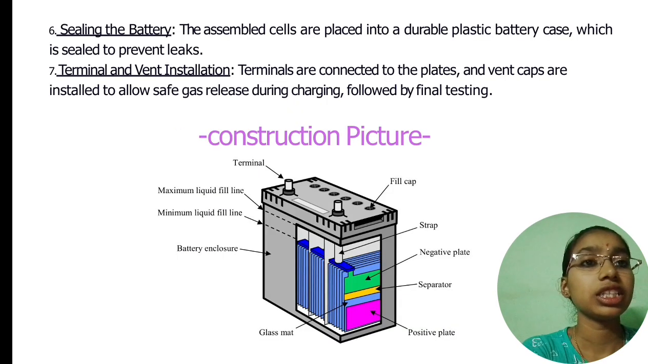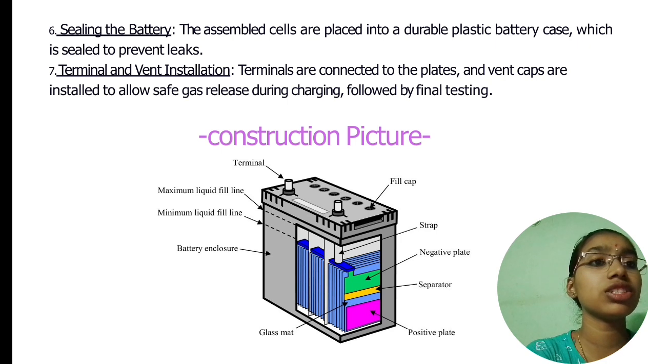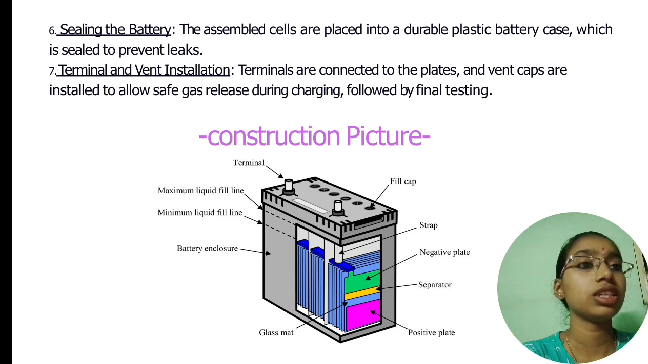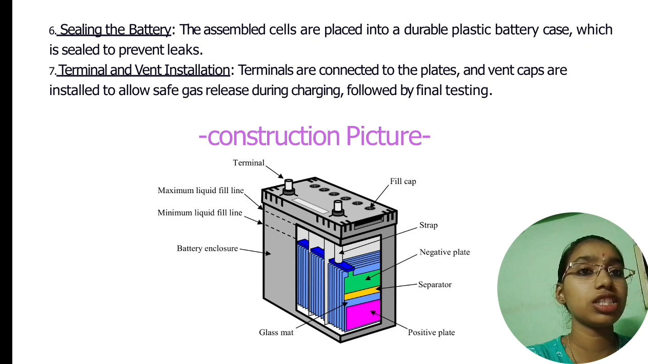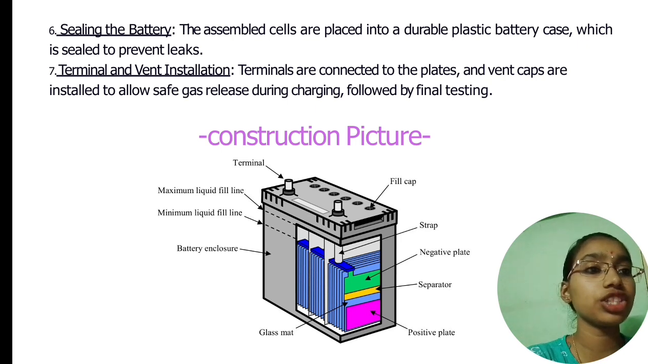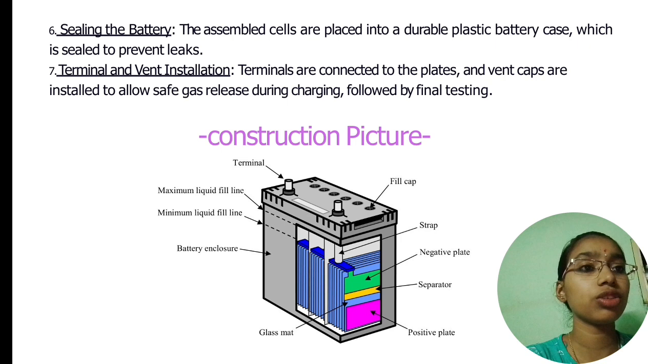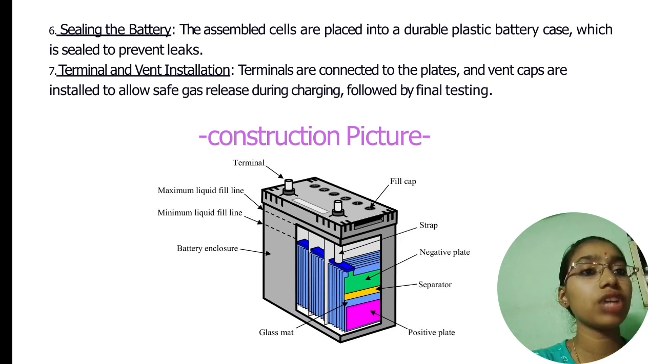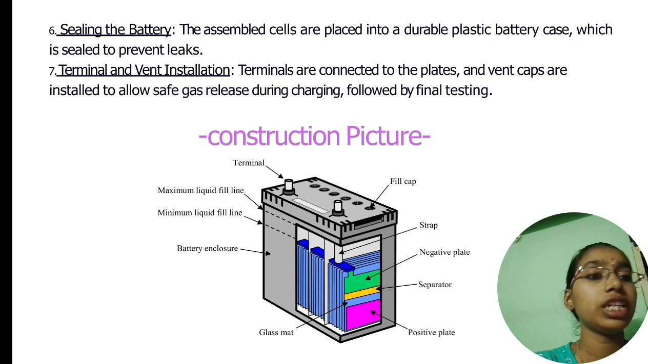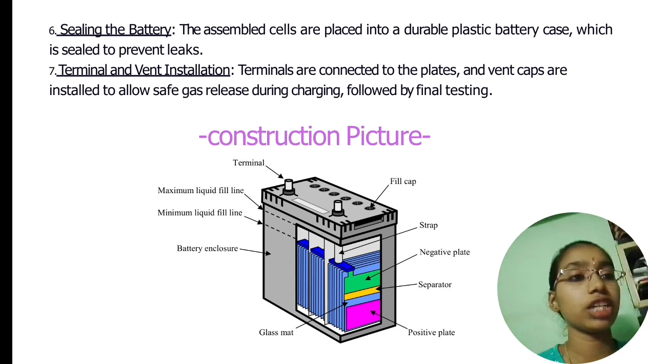Sealing the battery. The assembled cells are placed into a durable plastic battery case, which is sealed to prevent leaks. Terminal and vent installation. Terminals are connected to the plates and vent caps are installed to allow safe gas release during charging, followed by the final testing. This is the picture of the construction of a lead acid battery. Moving on to the next slide.